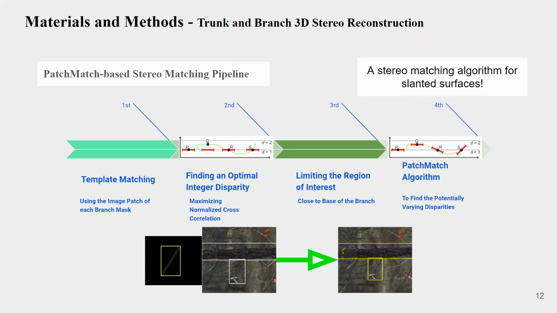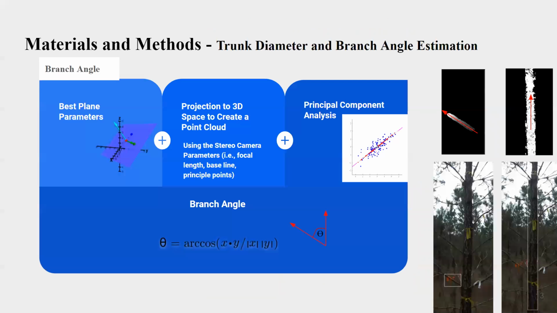So a patch match-based stereo matching algorithm was adopted to find the potentially varying disparity values within a branch mask under a planar constraint. And this enables us to generate a disparity map faster by assuming that all of the branch pixels are located on the same surface.